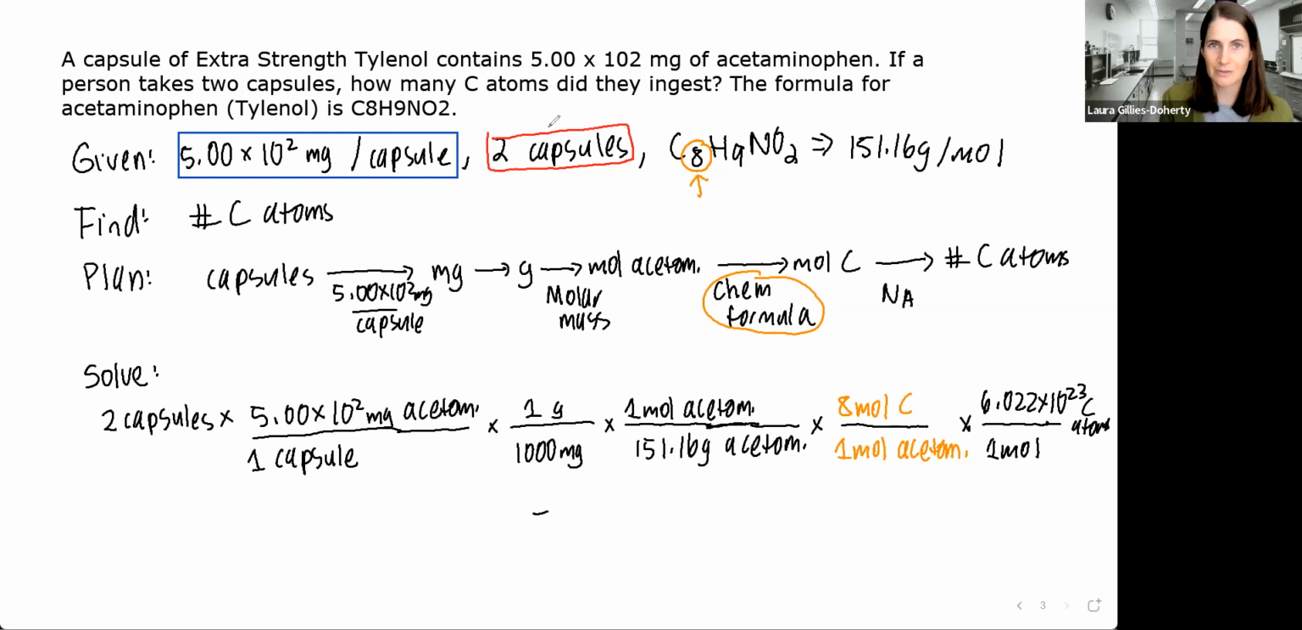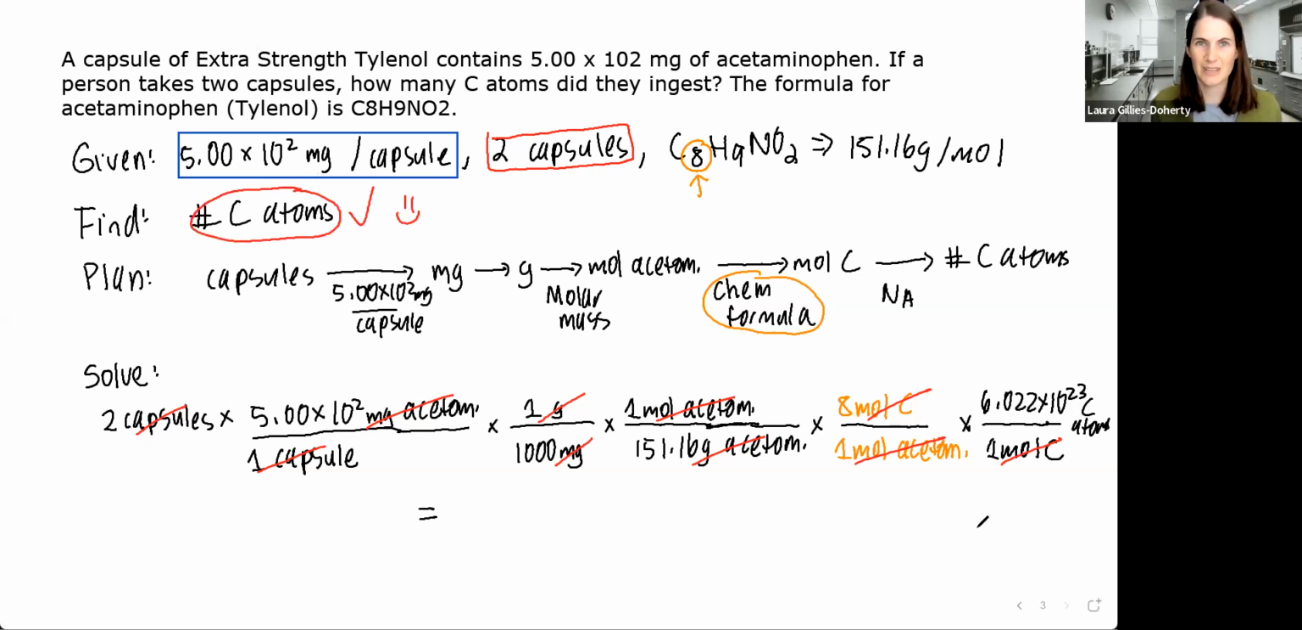Okay, so let's check our units before we plug this into our calculator to make sure we don't need to go back and set anything up differently. So we're starting with capsules, and that cancels out, capsules and capsules. Then milligrams and milligrams cancel out. Then grams and grams cancel out. Then moles of acetaminophen and moles of acetaminophen cancel out. And then moles of carbon and moles of carbon down there cancel out, and we're left with number of carbon atoms, which is what the question asked us to find. So we can be feeling pretty good that we set this up correctly, that our units worked out to give us what we wanted. So now it's time to plug it in.